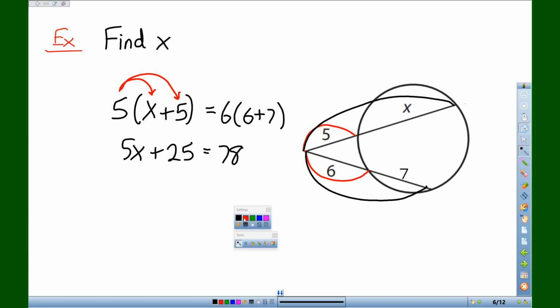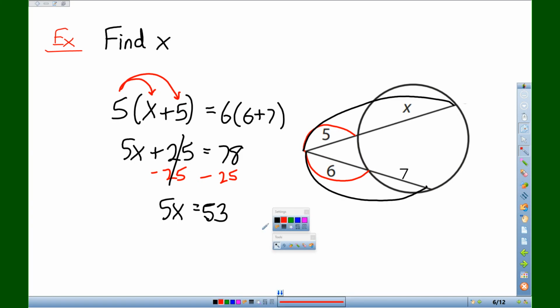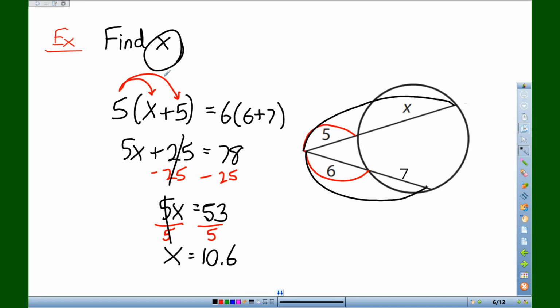And then we just have a little 2-step equation. You guys know we can get rid of the 25 by doing the opposite operation. We get 5x equals 78 minus 25 is 53. And then getting rid of the 5 by dividing, I can tell this is going to give me a decimal, which is fine. 53 divided by 5, I get 10.6. And just double checking, finding x, is that what we were asked to do? Yep, so we're good.